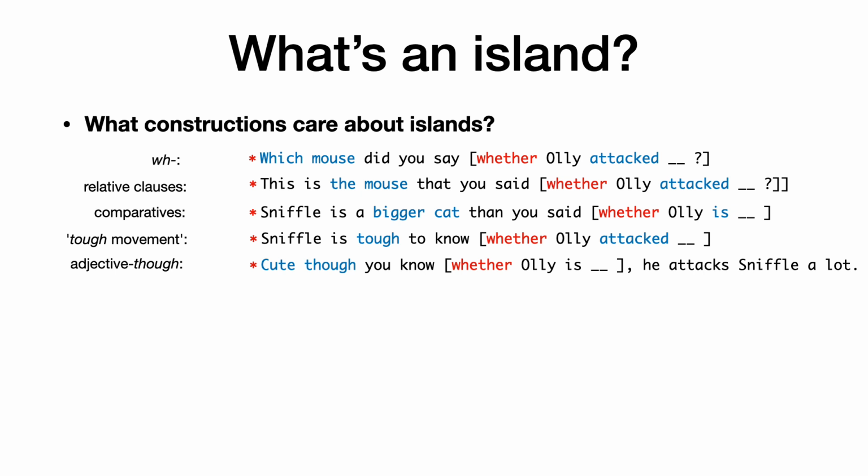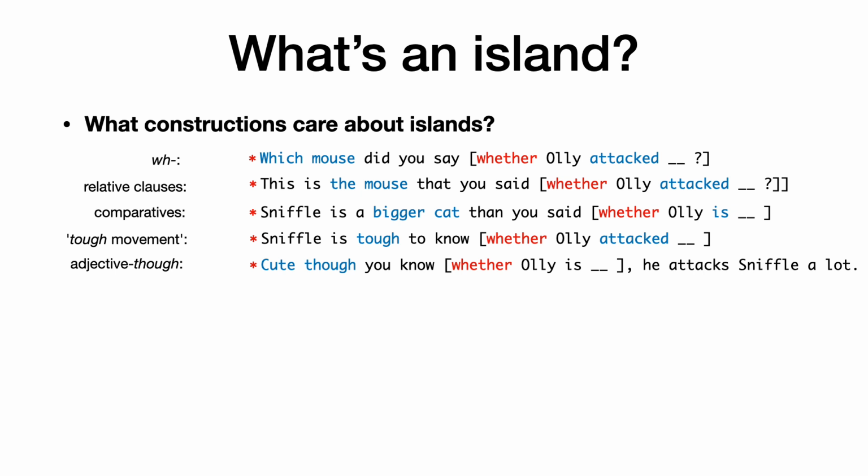And finally, we also see kind of an exotic construction, the adjective though construction. Cute though you know whether Ollie is, he attacks Sniffle a lot. Right, so here, cute is understood as kind of the predicate that we are providing to the subject Ollie. But if we can't do that, again, we can't do that over the word whether.